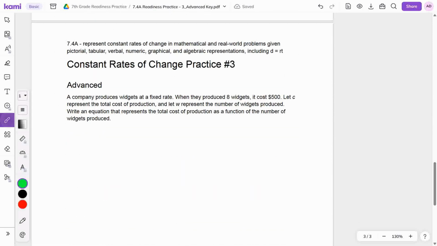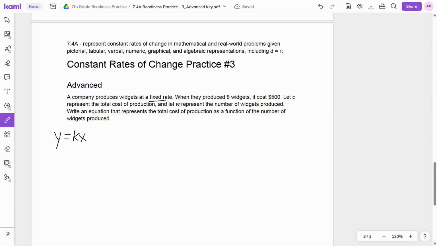For our third problem, we have a company producing widgets at a fixed rate, right? So we can use our direct variation, y equals kx. When they produced 8 widgets, it cost $500. Okay, so C is going to represent the total cost of production. W is going to represent the number of widgets produced. So we can actually kind of replace this, right? The C is the total cost.